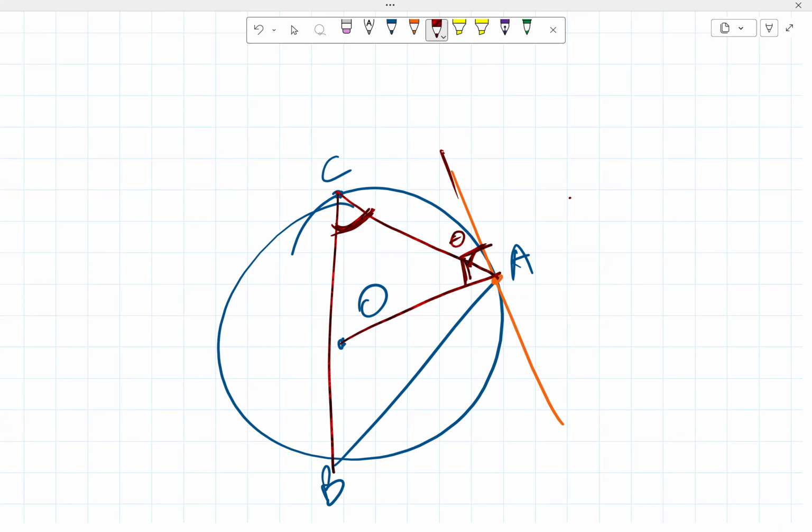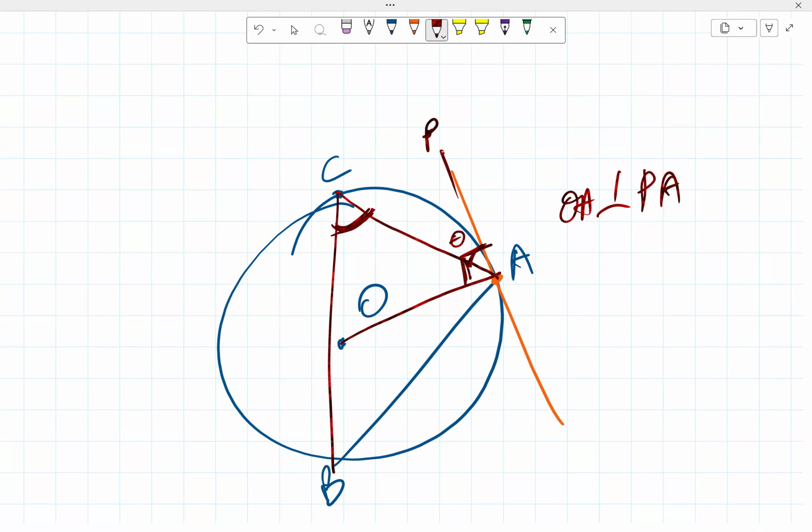So OA, we know OA is perpendicular to PA. Let's say this is coming from an external point, from P. So OA is perpendicular to PA like that. From theorem 6, that's established.